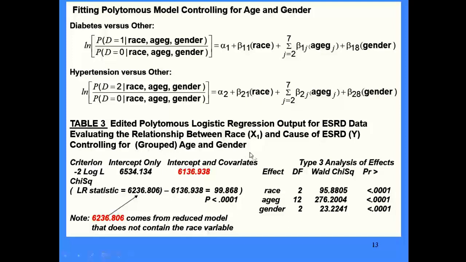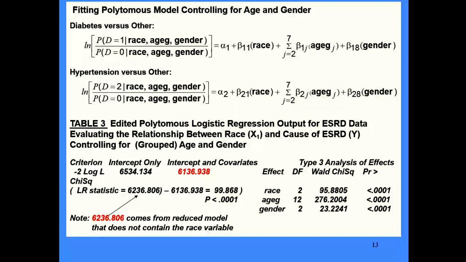And it turns out when you run that, I'm just giving you the answer, instead of 6534, the reduced model gives you 6236.806. And so that's what you're comparing the 6136 to. So you subtract one from the other, and you get 99.868, which is also highly significant. So in the model where the investigator, Volkova, wanted to control for age and gender, you find that, considering the outcome is in 3 categories and asking the question, is race a significant predictor of this outcome?